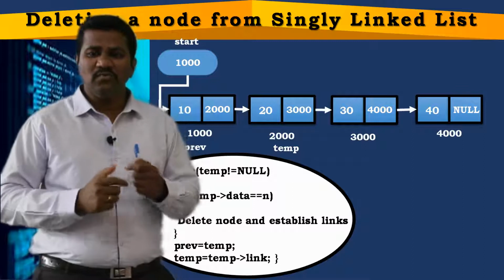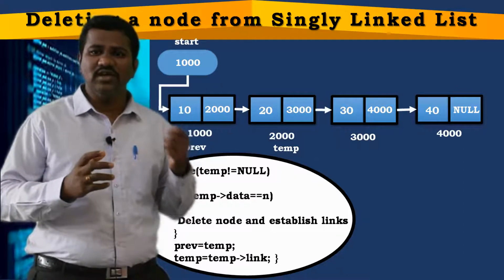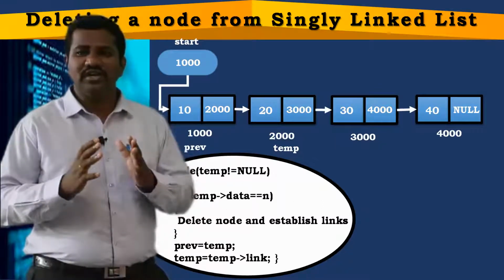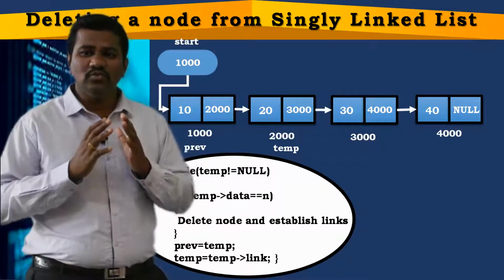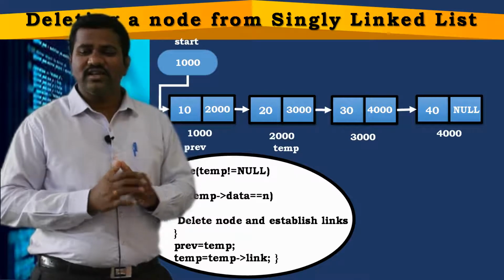So we need to keep on checking that, compare the data part of the second node with the node that you want to delete. If a match is found, we need to delete it. If a match is not found, then we need to move the pointers from the current node to the next node. Right, that is what we'll be doing.